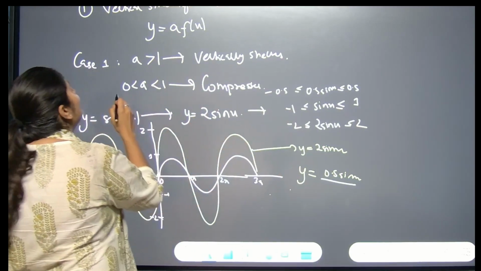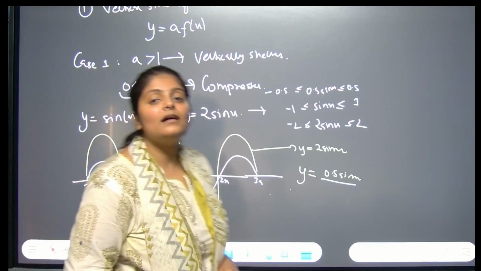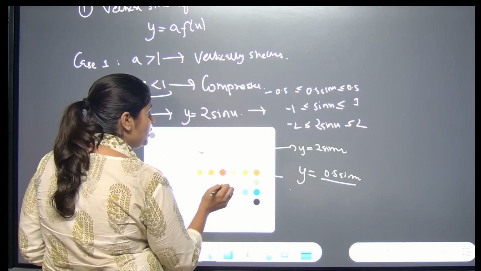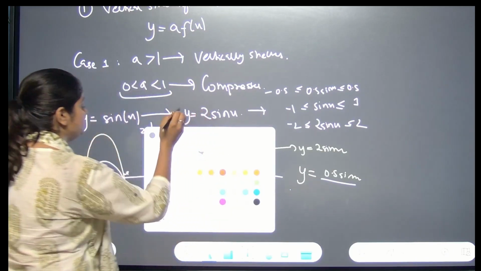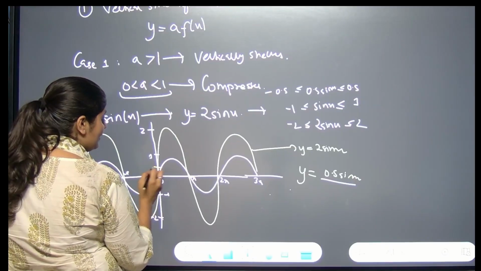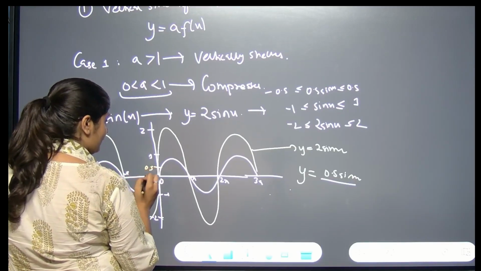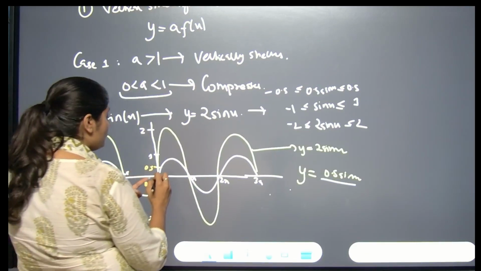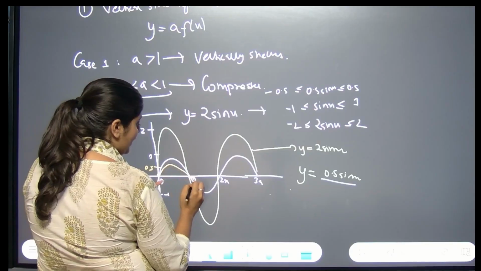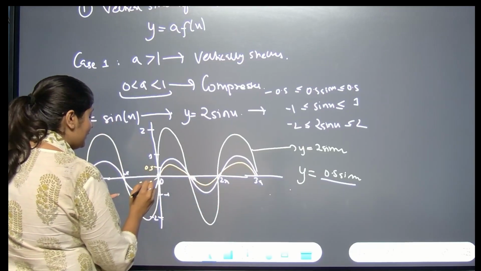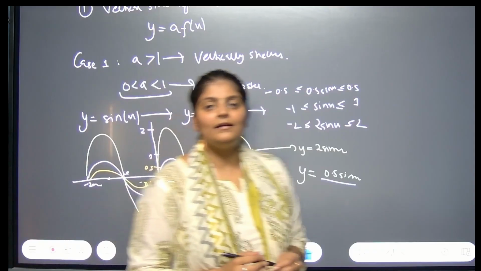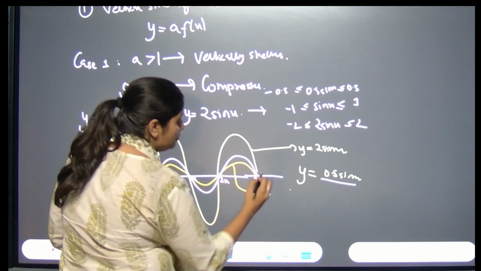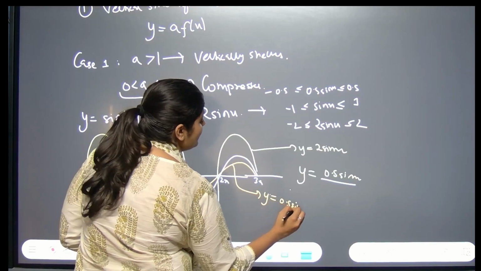That's why we say that when a lies between 0 and 1, the graph vertically compresses. So we'll make the graph of 0.5 sin x. Let's use yellow color. So this is 1, let this be 0.5, and let this be minus 0.5. The graph would transform from 0.5 like this, it vertically compresses. The range of the graph lessens. So the transformed graph would be y equals 0.5 sin x.